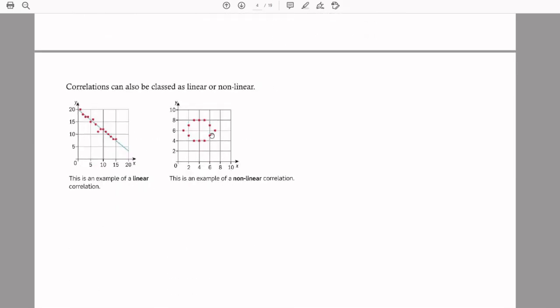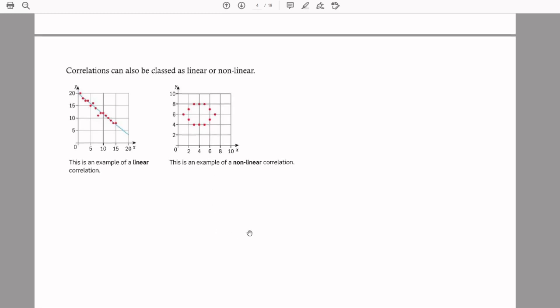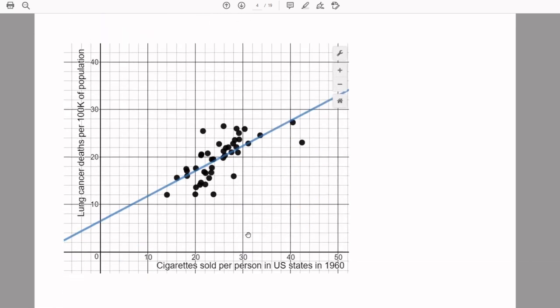Obviously we have linear ones and some other patterns we could have as well, other correlations. Okay, so that's just a quick summary of what you should have done for IGCSE, and carry on with that.